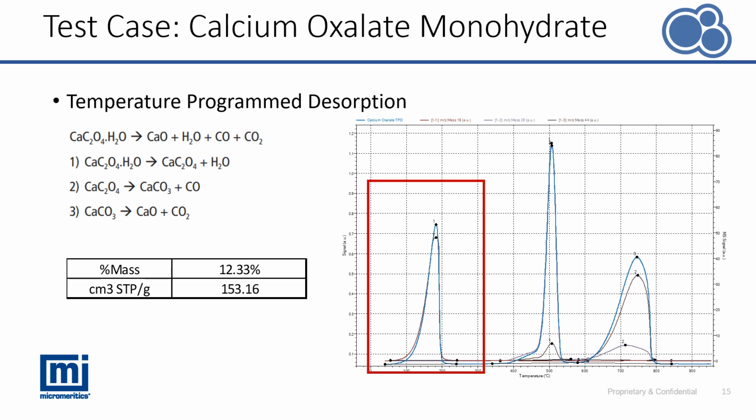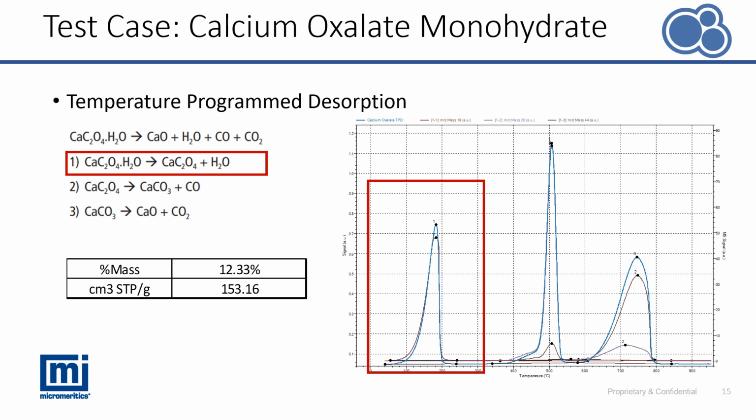The graph on the right shows the temperatures, and clearly the first 3 steps for calcium oxalate monohydrate can be seen. It also has an overlay of mass spec data to show the specific species detected. The TCD in blue shows the respective events. The first peak and its quantitative evaluation will be used in this test case.